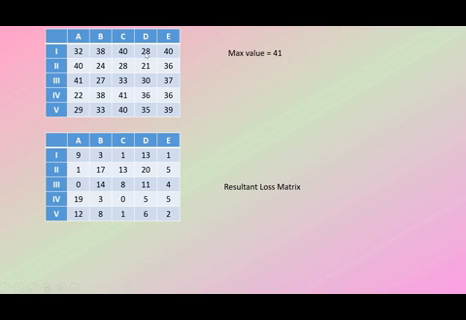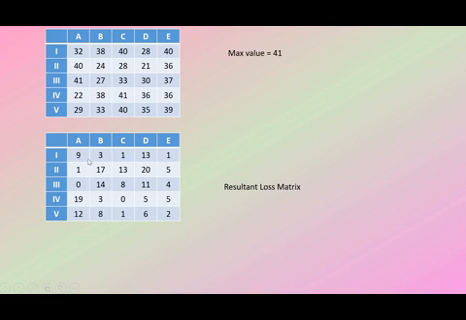We are supposed to subtract all these values from 41. So 41 minus 32, 9. 41 minus 38, 3. 41 minus 40, 1. 41 minus 28, 13. So every individual value has to be subtracted from the maximum value. That is how this profit matrix gets converted into a loss matrix. So the resultant loss matrix that we have got, we will just have a look.